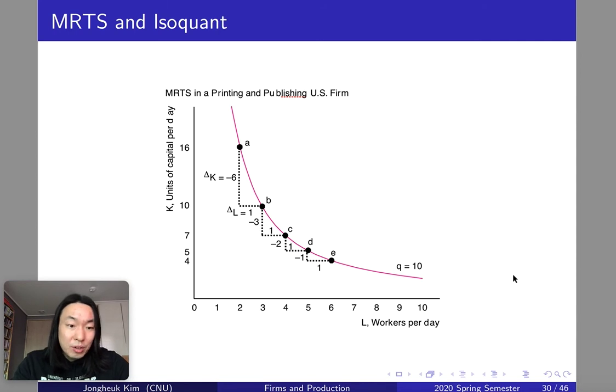And the economic meaning of MRTS is that if you keep increasing one input, then the marginal replacement of the other input, in this case labor, will be decreasing because your marginal output or marginal return will be diminishing.